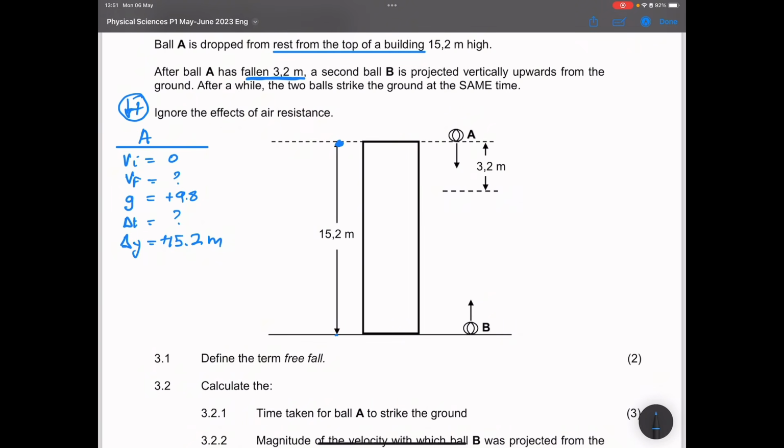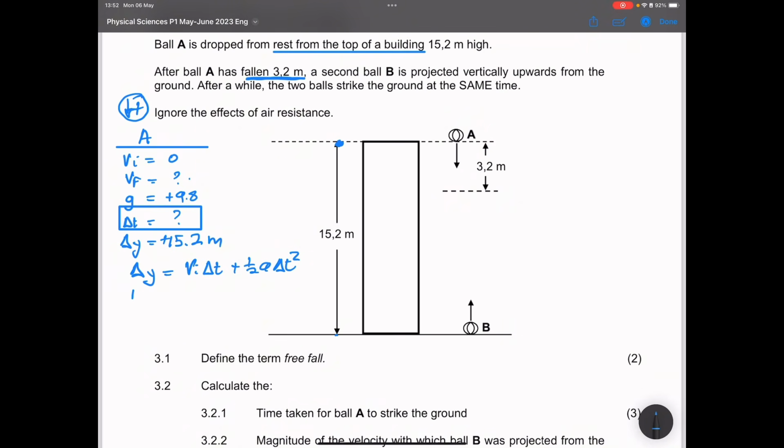So let's do that. We are looking for time, right? And what do we not have? We don't have the final velocity. So which equation of motion? I'm going to use delta y, the only one without final velocity. So that's vi delta t plus 1 over 2a delta t squared.